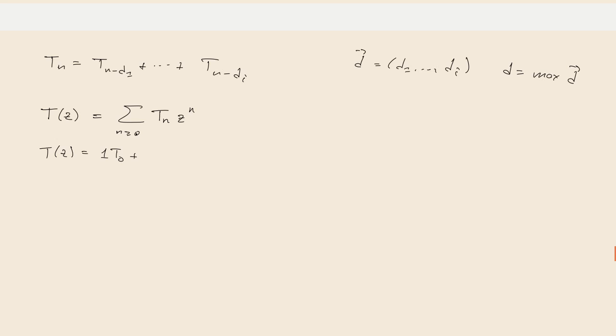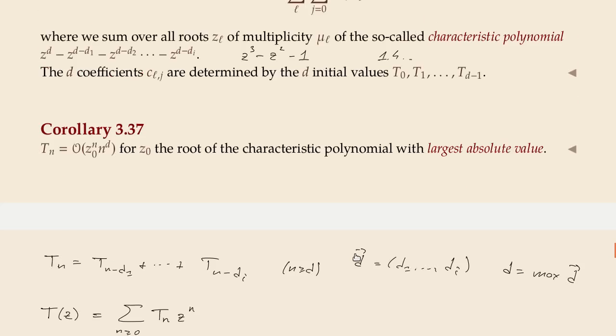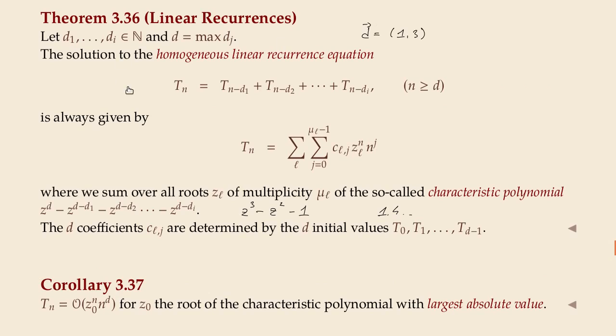This sum starts at 0, but our recursive form is only valid for large enough n so that these make sense. I didn't state initial conditions, so we assume that t0 up to t_{d-1} are just some numbers. Depending on these numbers, we will have some coefficients here, but the order of growth will not depend on the initial conditions, unless these c's turn out to be 0, which they will not if these are all positive and real numbers.